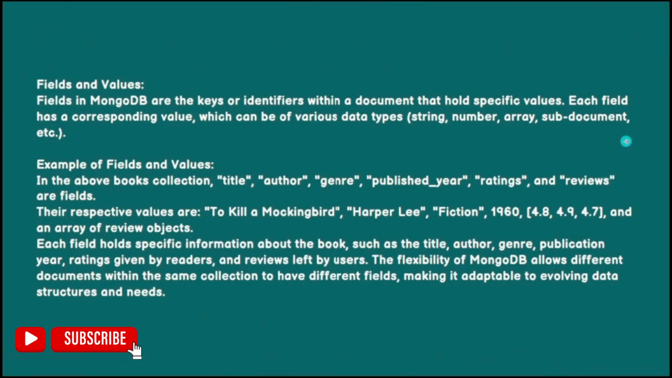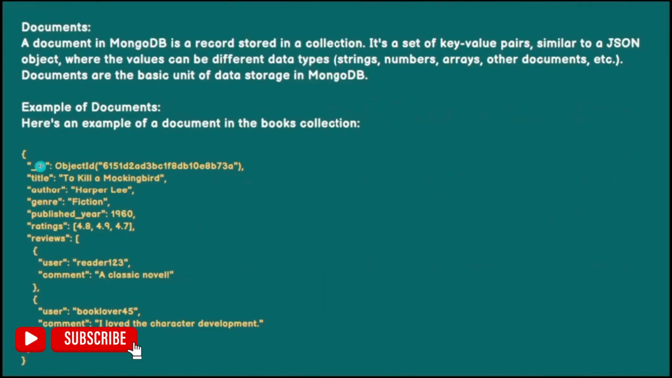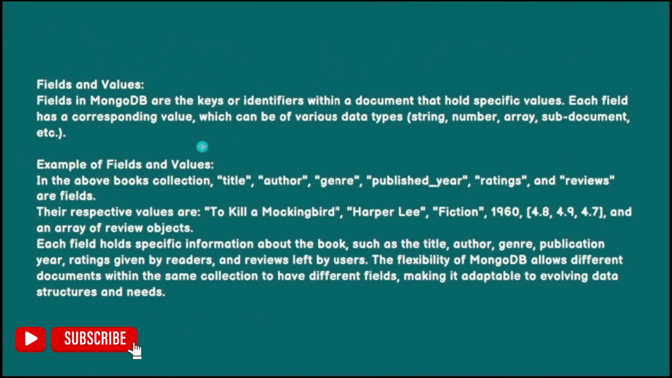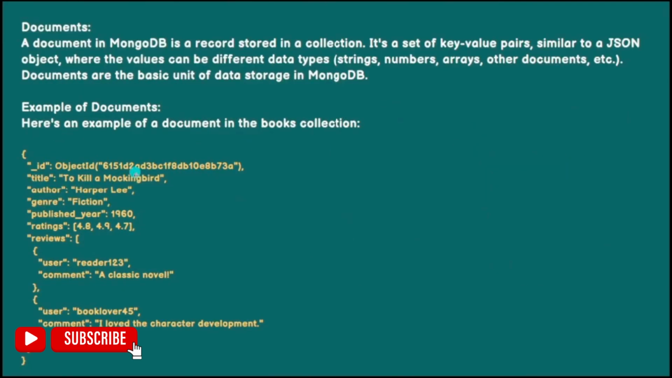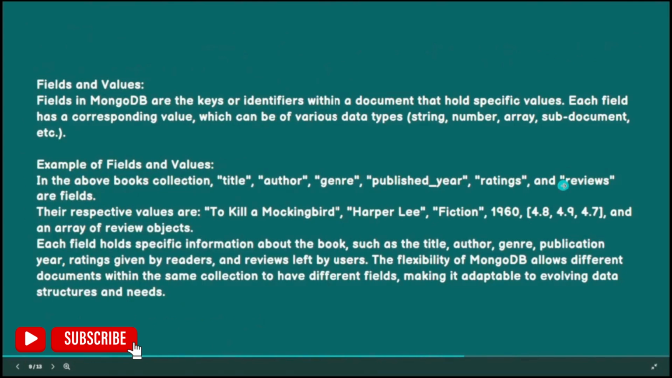Now guys, what are fields and values? Fields in MongoDB are keys or identifiers. Here you can see that on the left side, ID, title, author, these are the keys, right? We actually call them fields. And what is on the right side, that is the value. So these are the values, right? Fields are the keys or identifiers within a document that hold specific values. Each field has a corresponding value, so we call them key value pairs. You can consider the field as the key and the value is the value, right, which can be of various data types: string, number, array, or different data types, right?